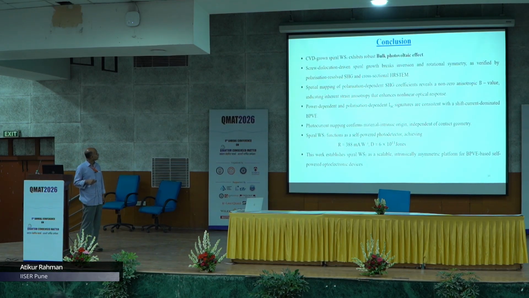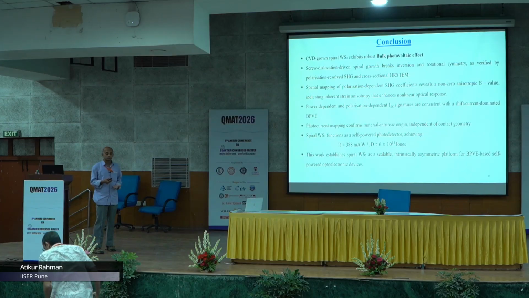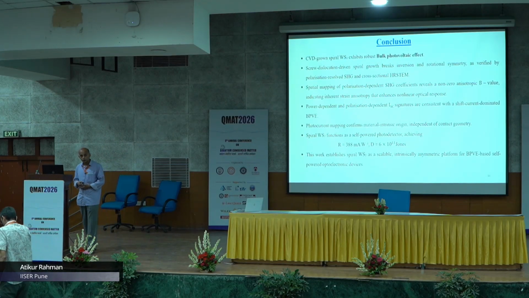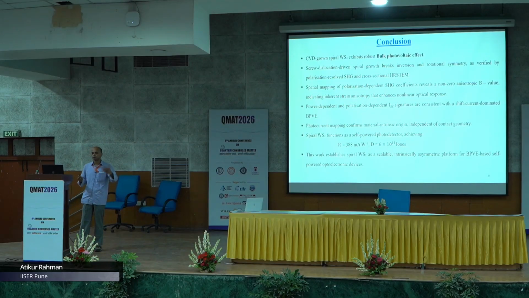So to conclude, we successfully showed the presence of a bulk photovoltaic effect in CVD grown spiral samples. We did a thorough characterization using cross-sectional TEM and SHG, and it tells us that there might be some strain present in the sample, but that is not the whole story. Probably the broken inversion symmetry is mainly responsible for the observed photovoltaic effect, and yes, it can work as a self-powered photodetector.